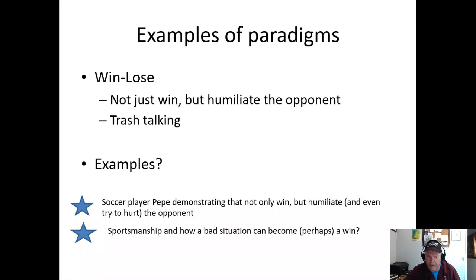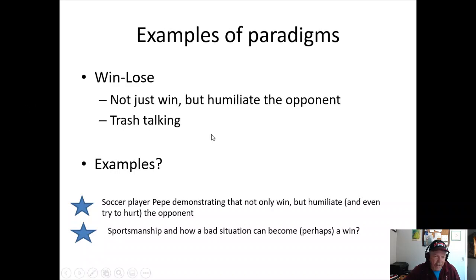And he does that. In this case, this soccer player, Pepe, it's in Spanish, so you may not understand the language potentially, but you can understand the actions and the humiliation, trying to physically hurt the opponent. It's an example of bad sportsmanship, which to me fits under this a little bit. And of course, not everybody's that way, because there is good sportsmanship, and that's what this second one's about.